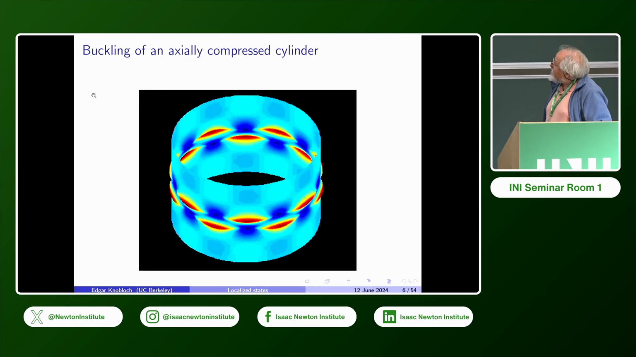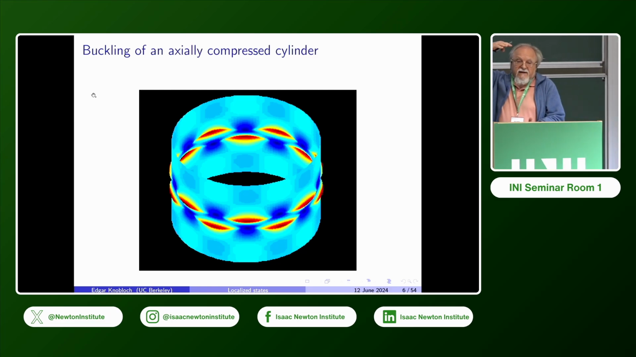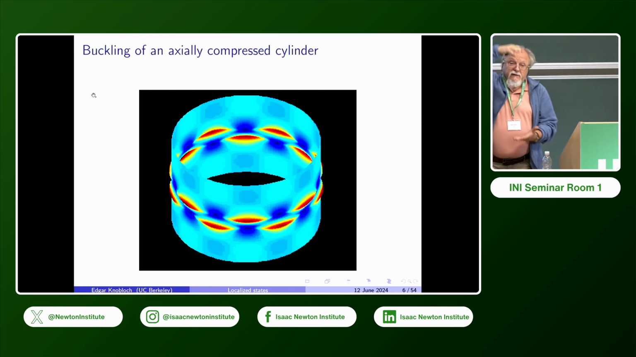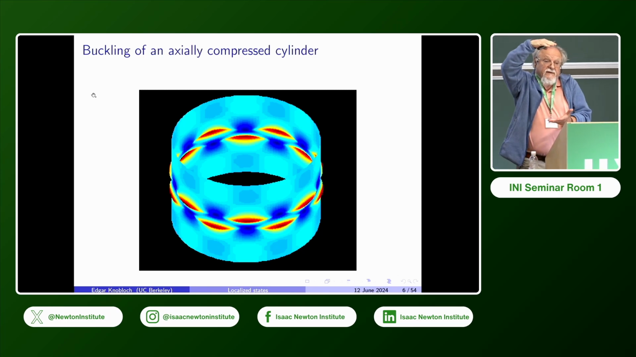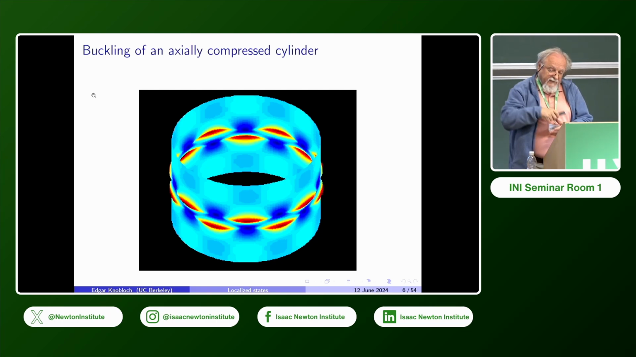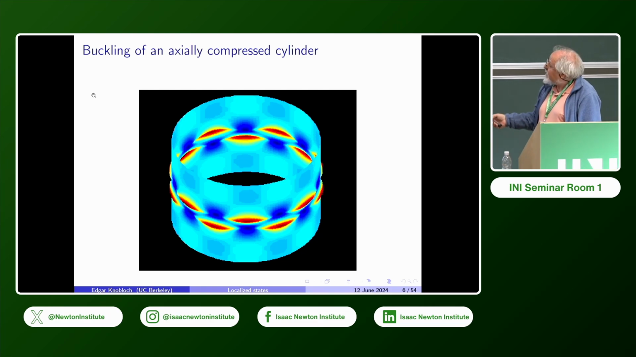There are other examples of localized structures. I've been interested in buckling. This is an example where you take a cylinder and you axially load it. When the load exceeds a particular threshold, the cylinder starts to buckle. So this is a stationary buckled state of a cylinder. And you see that the buckling takes place along the central periphery of the cylinder.